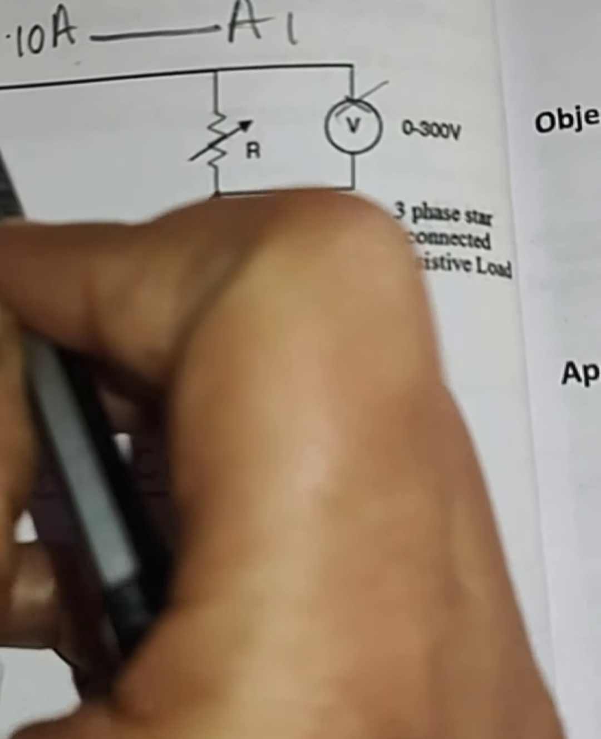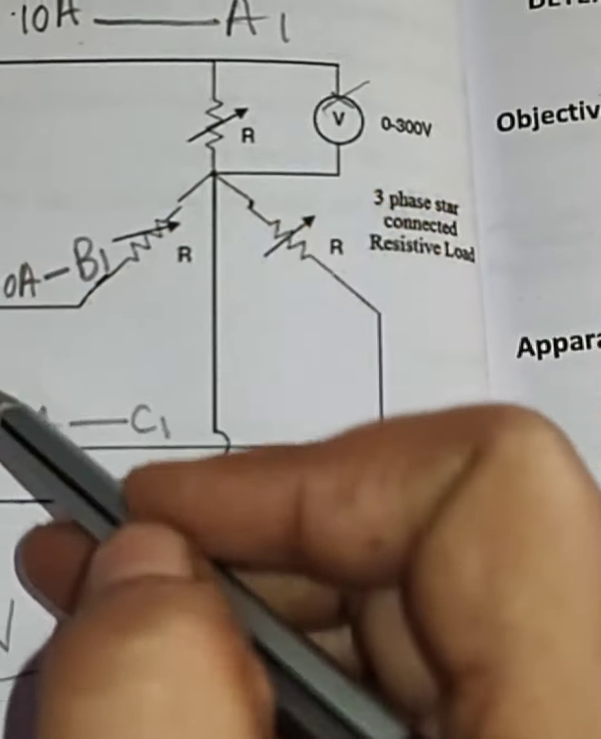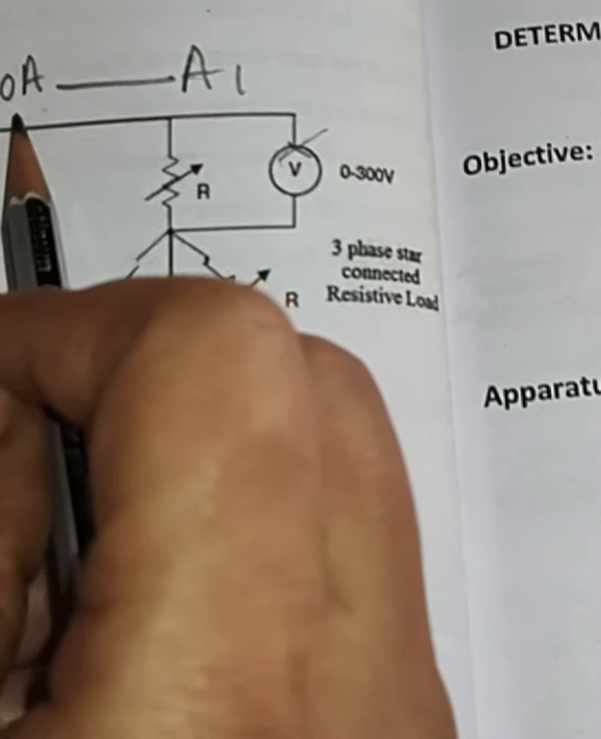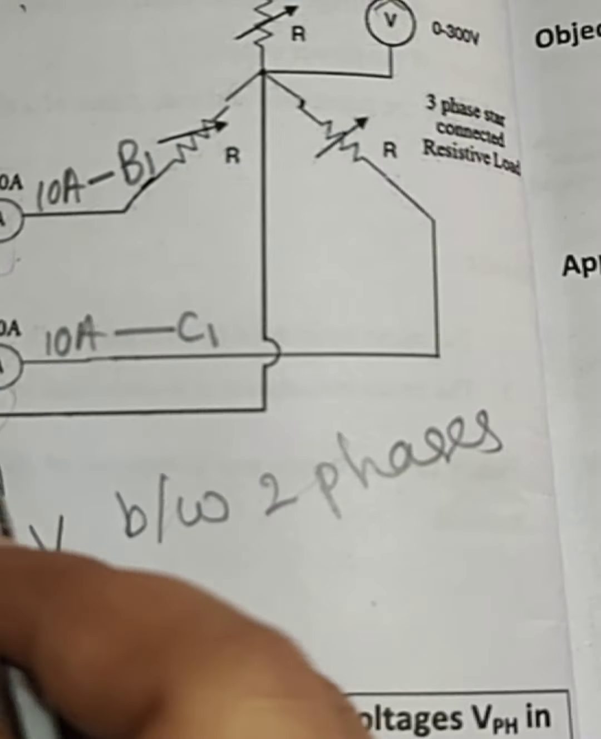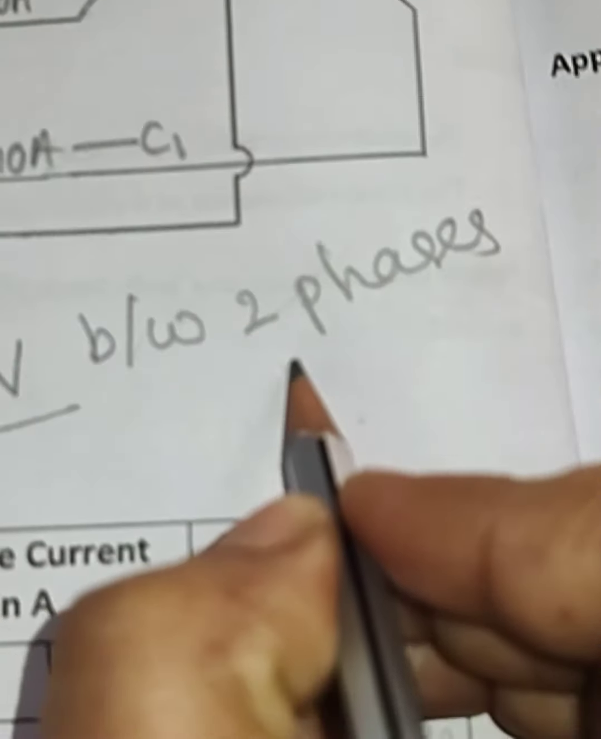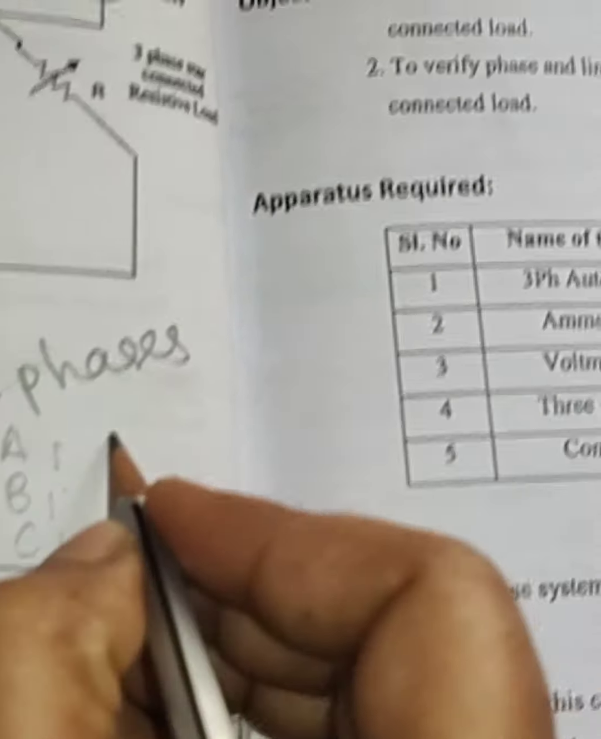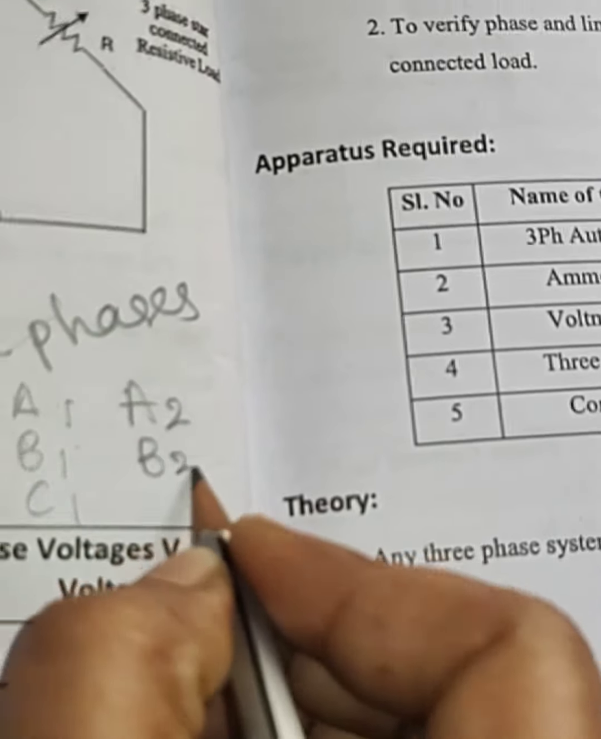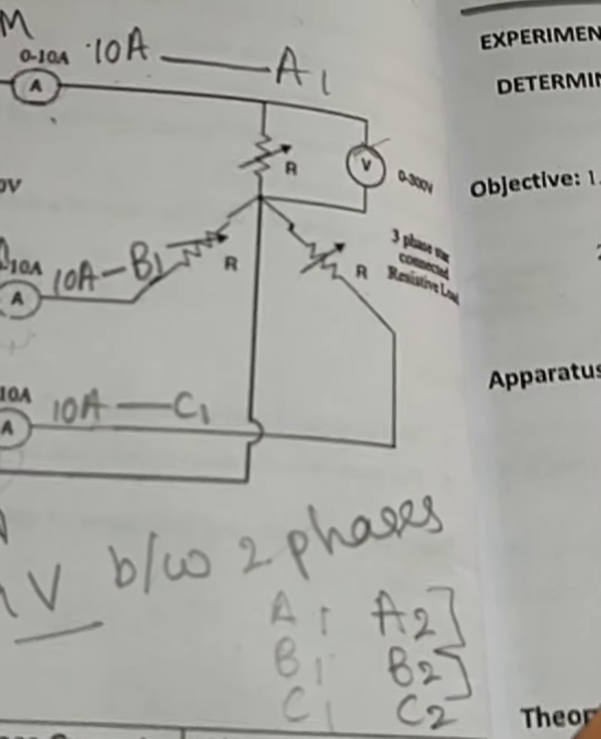First, R to common terminal of the ammeter. These are three different ammeters. We are not using a single ammeter, we are using three ammeters. R to common terminal, 10 amps to A1, next Y to common terminal, 10 amps to B1, next B to common terminal, 10 amps to C1. For star connection, the load lamps are across A1, B1, C1 and A2, B2, C2. We have already connected A1, B1, C1. For star connection, A2 to B2, B2 to C2.